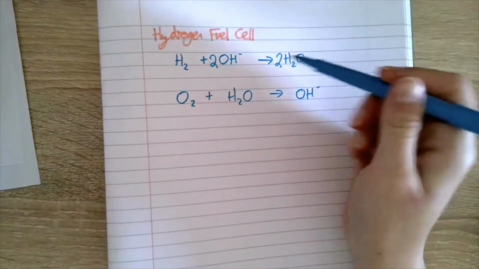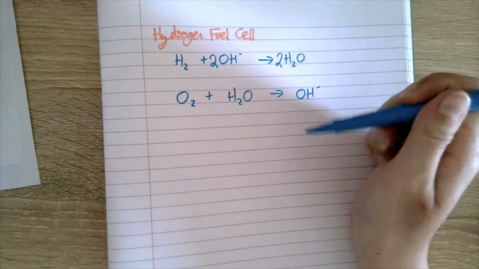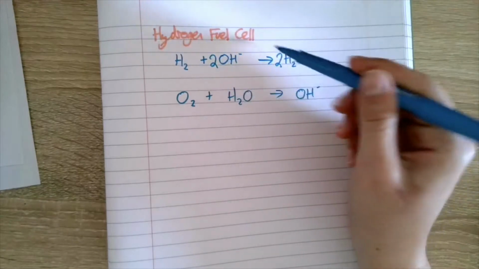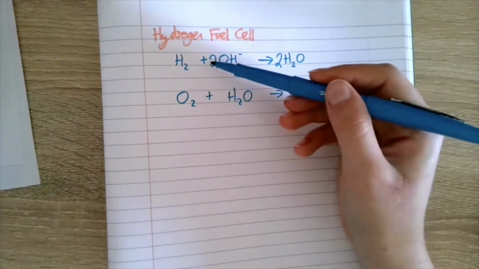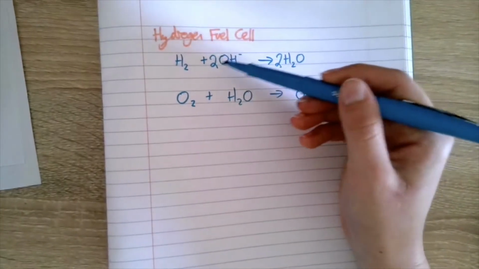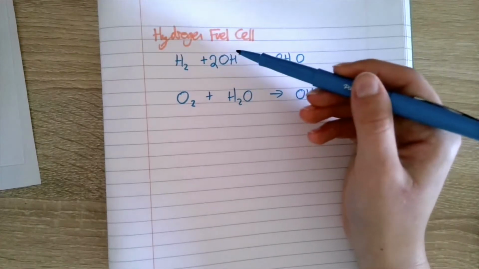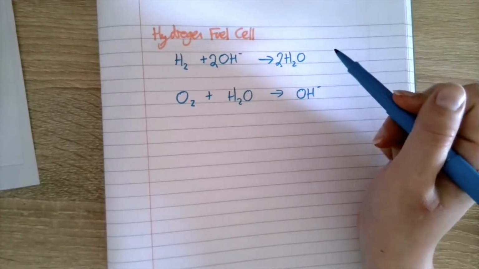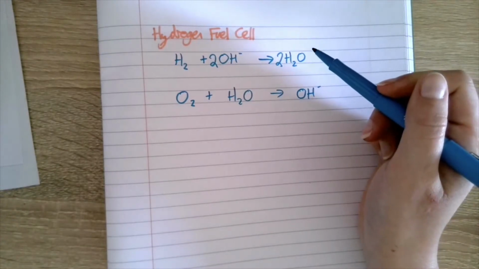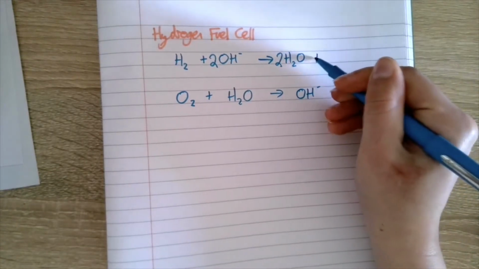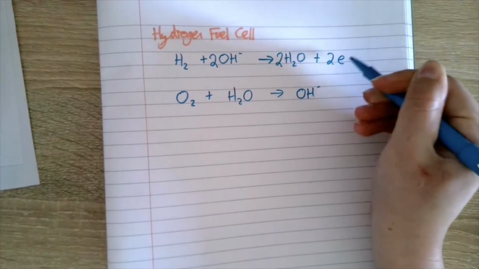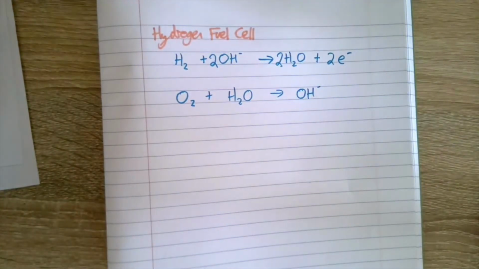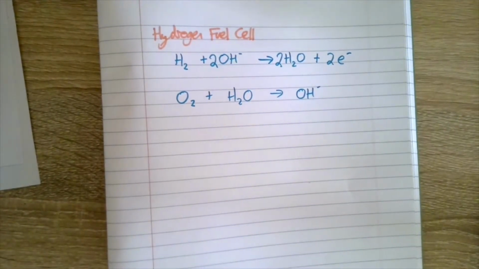So I've now got all my elements balanced, however my charge is not balanced. On my left hand side I have an overall charge of -2 because 2 lots of the -1 hydroxide ions, and so on my right hand side I need the charge to be the same, so it's going to be +2 electrons to give that -2 charge on the right hand side as well.